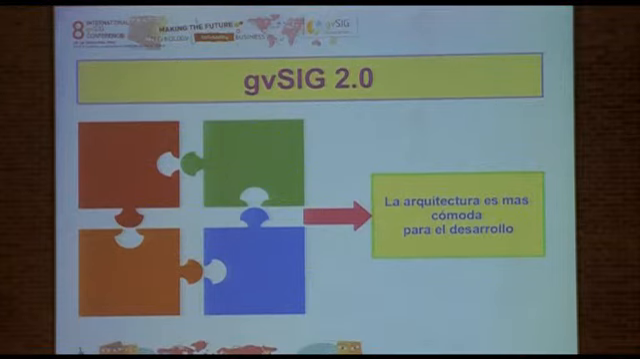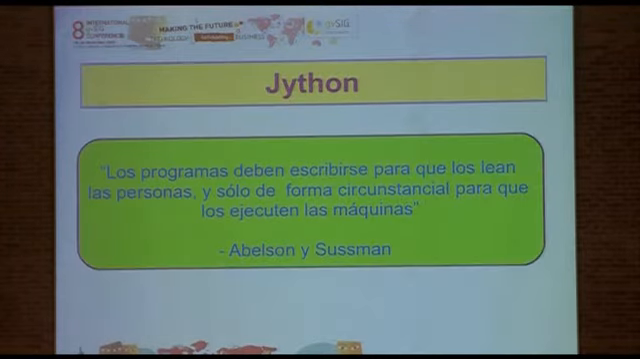Why have we chosen the 2.0 version to give support to that extension? Because the architecture is much more comfortable for development. That's the main reason. It's as simple as that. As a programmer, trying to create those functions, I have better access to the functions. Well, it means that I have to go quick. And obviously it's much simpler, it's much easier.